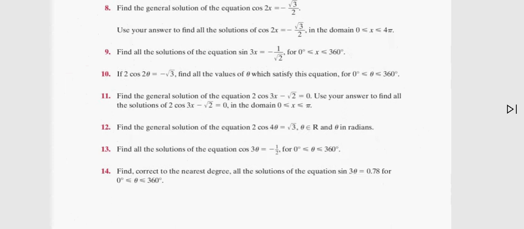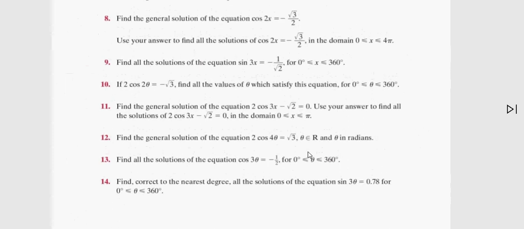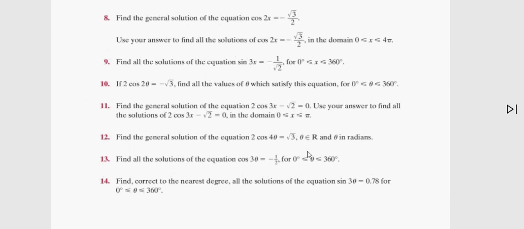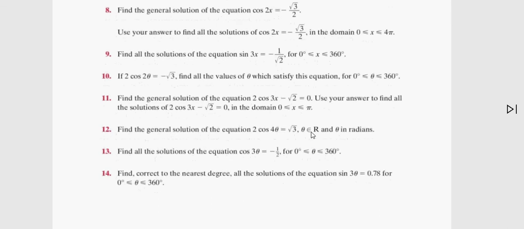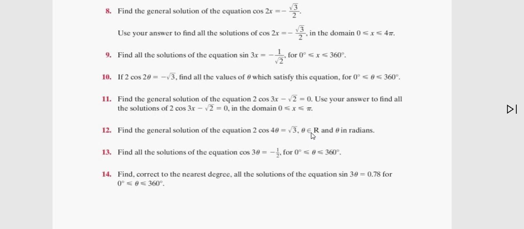Alright, gents. So, I think we have the gist, do we? So, try, yeah, 8, 13 and 14 for later, okay?